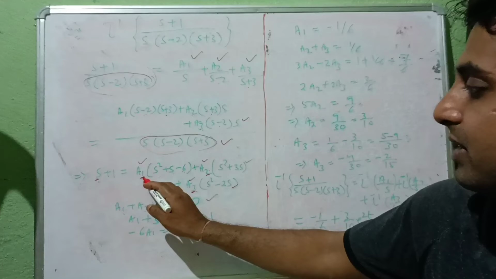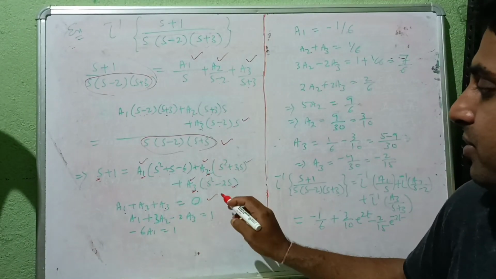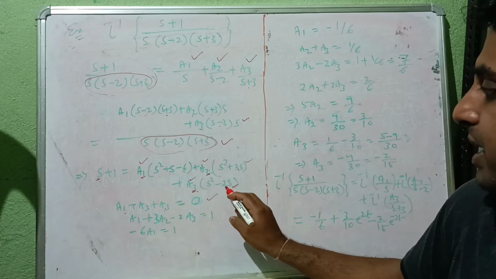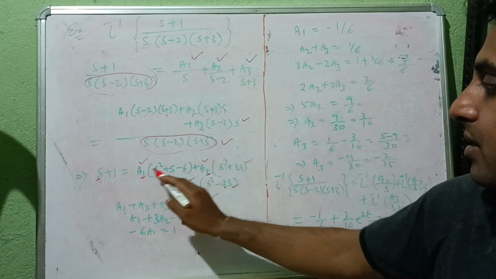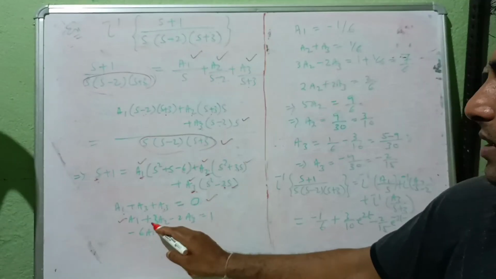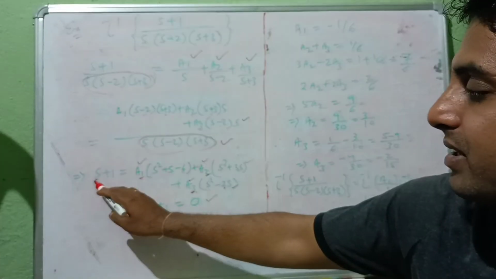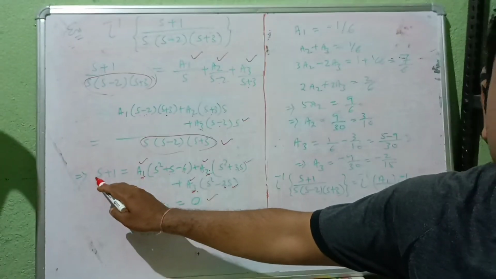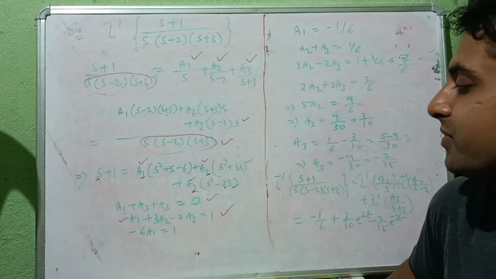So from this, on the right hand side it is a1, then it is 3, so 3a2, then minus 2a3, so a1 plus 3a2 minus 2a3. And in the left hand side the coefficient of s is 1, clear? So it is equal to 1.